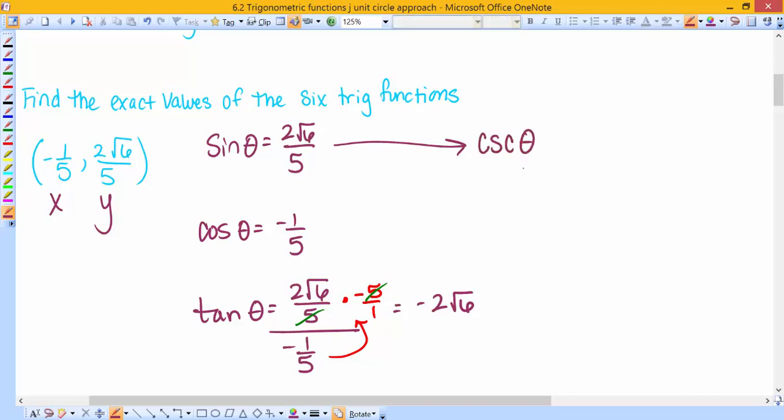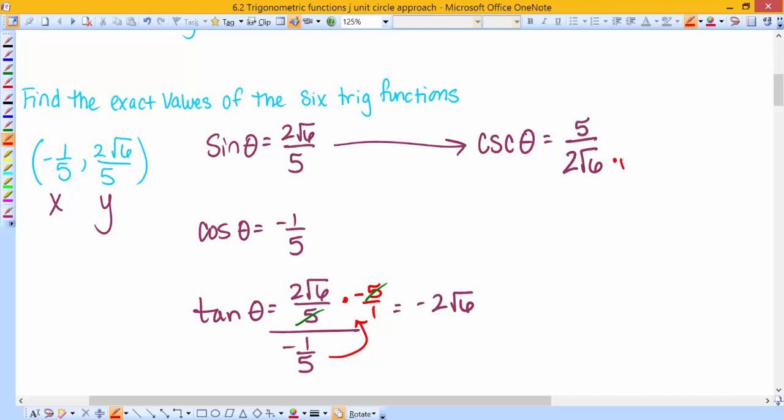And to find the cosecant, you take the reciprocal. So 5 over 2 root 6. Unfortunately, my denominator is not rationalized. You cannot have a radical in the denominator.